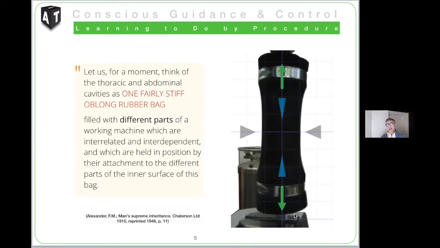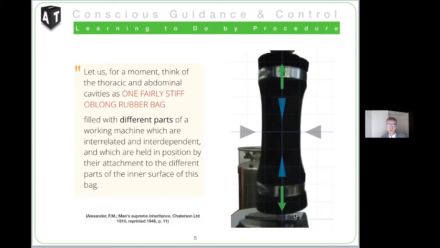A rubber bag is elastic and is filled with different parts of the working machines. We are discussing the levers inside, yes? And these levers are interrelated and interdependent. I disagree with Alexander. It's not the parts, it's in fact the movements of the parts, for me. I started to construct a new translation. Of course, it's not written in the text. It's something you start to reason out, and you think, well, there are words missing here.